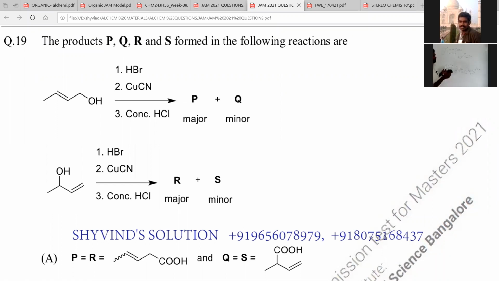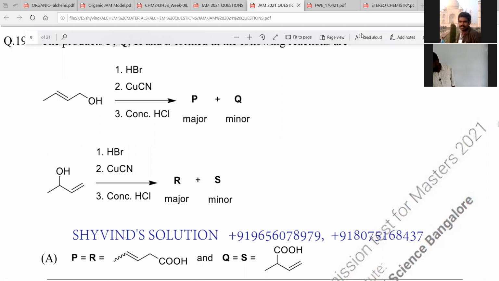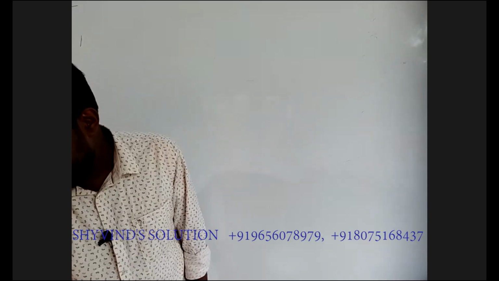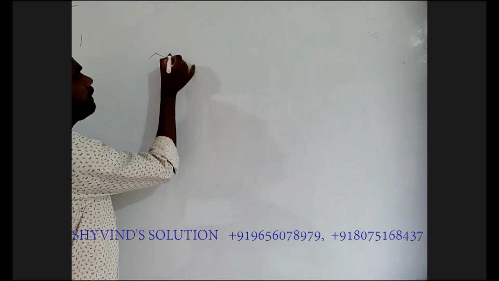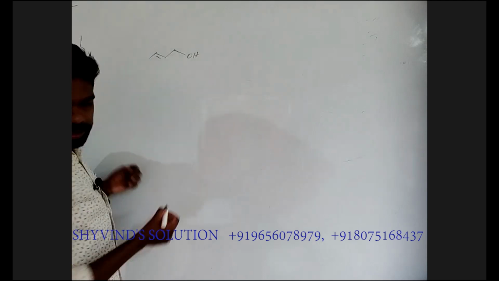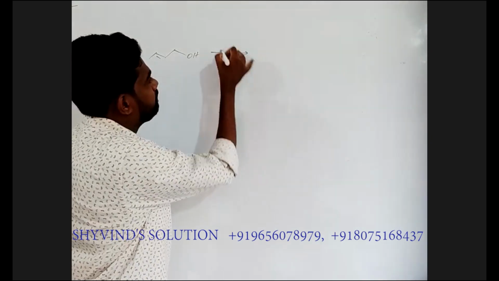Number 19 is like this. The products P, Q, R, S formed in the following reactions are. This is the question. So two reactions are given. So let's see how to do this. Okay, so the first one, OH, this is the molecule given. So first HBr is given.